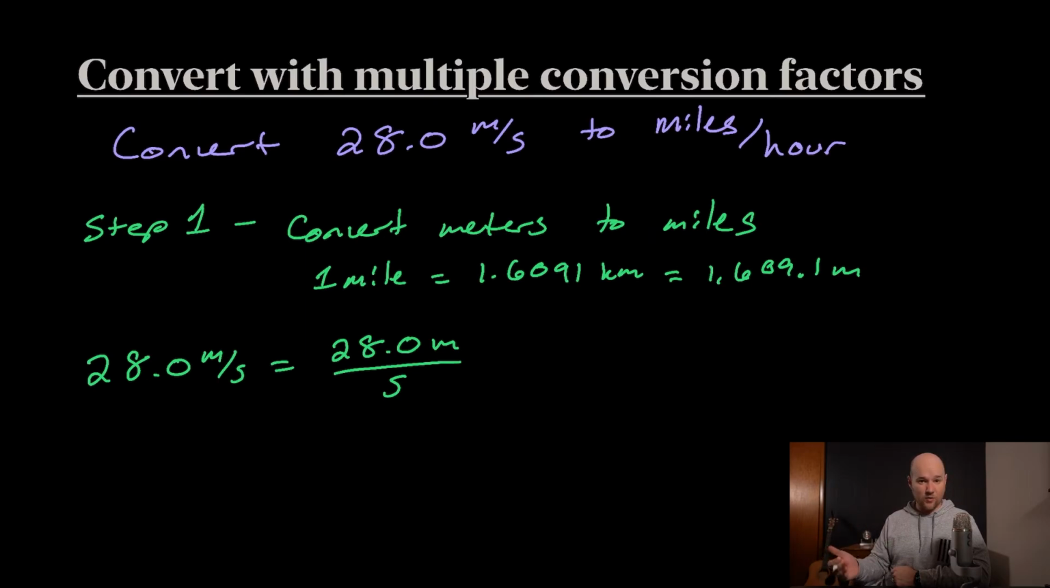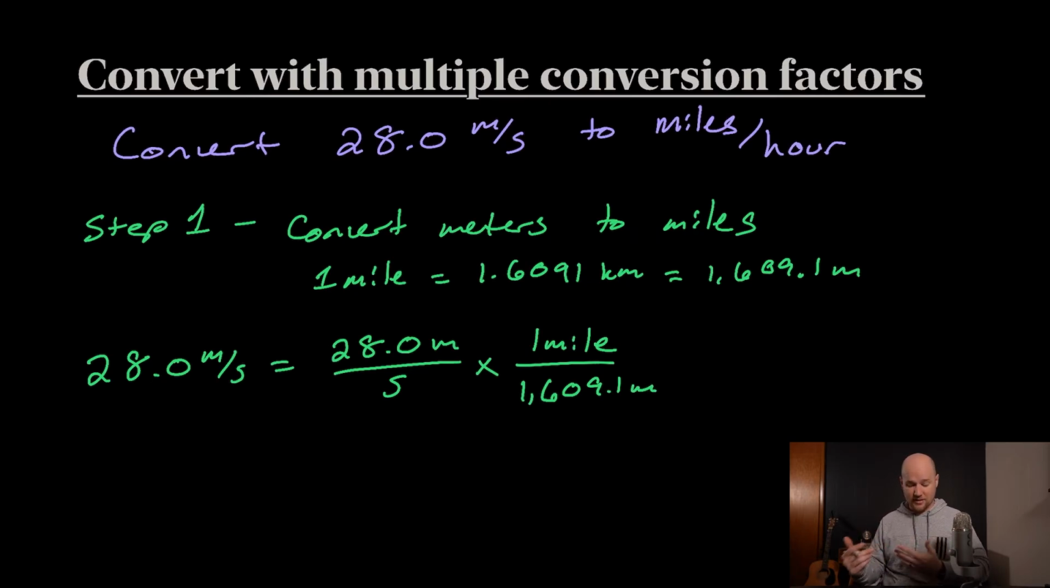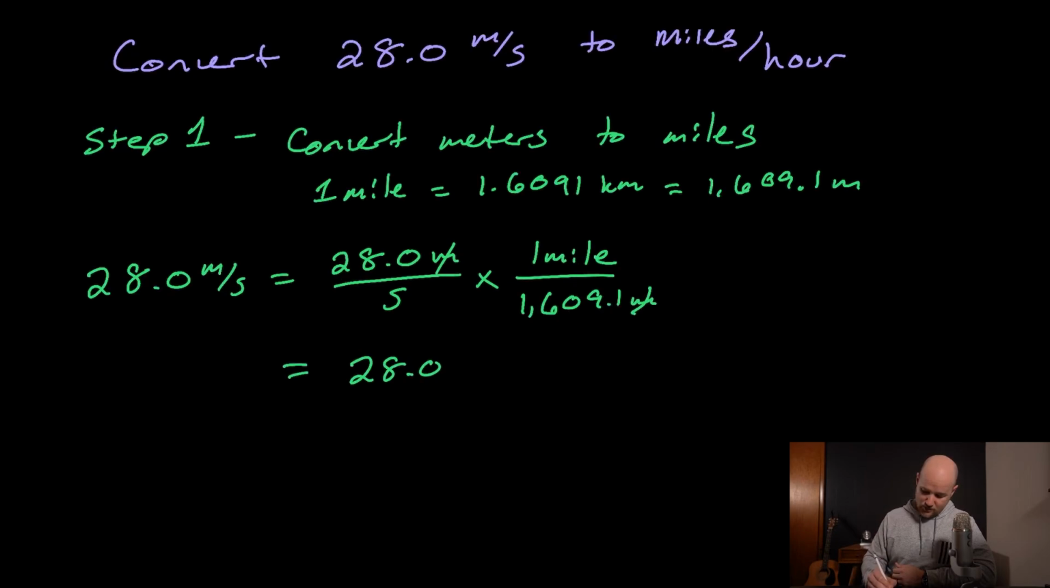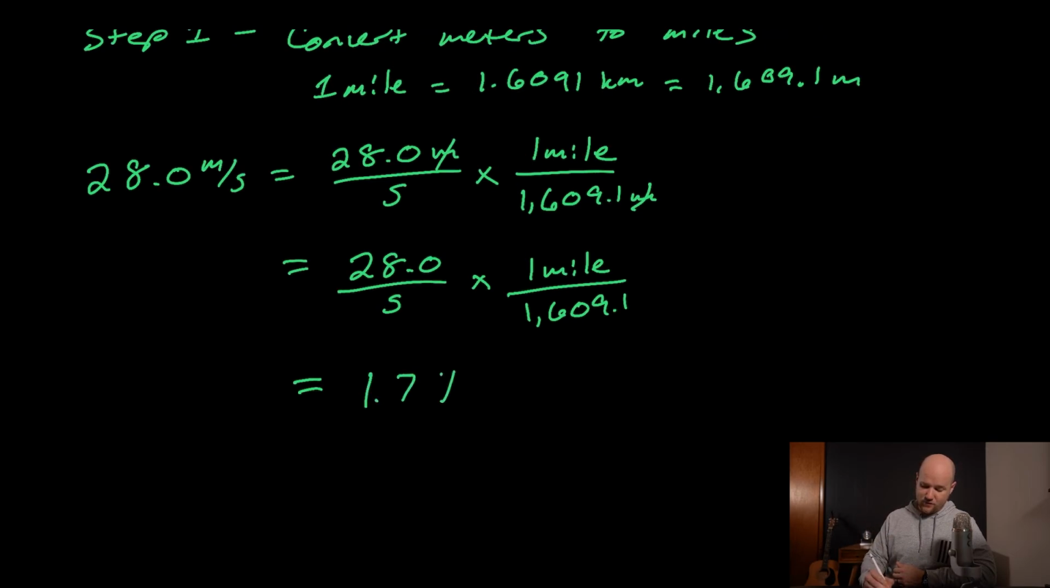And now I'm going to multiply that by 1, which is like saying 1 mile divided by 1,609.1 meters. You notice that time I put the meters on the bottom because I want the meters to cancel out. So this meter cancels with this meter, and that gives me 28.0 divided by seconds times 1 mile divided by 1,609.1. And if you were to plug that into your calculator, you're going to get 1.74 times 10 to the negative second. And then our units would be miles per second. So that was just step 1. And we've converted the meters to miles.